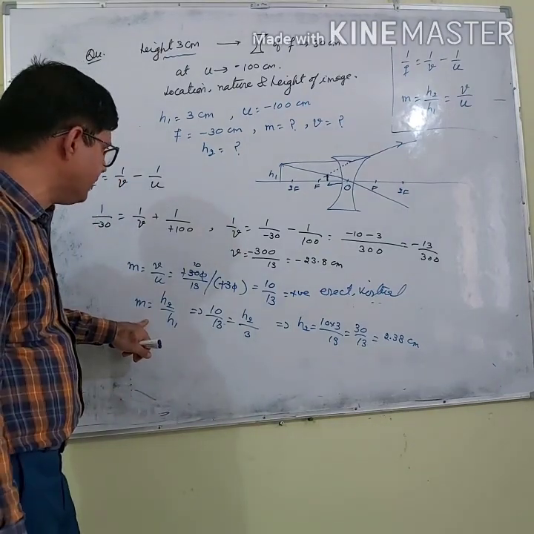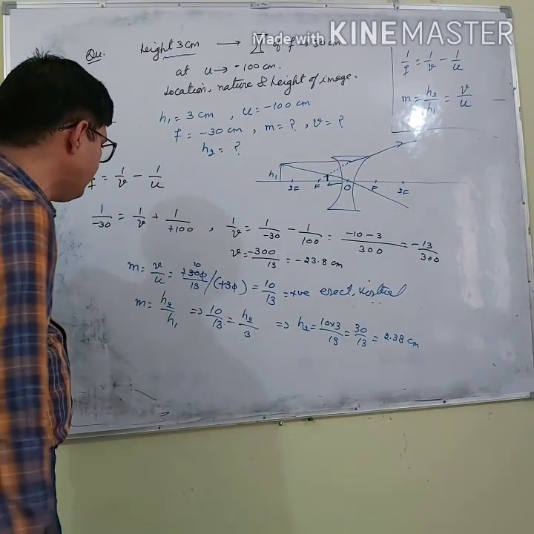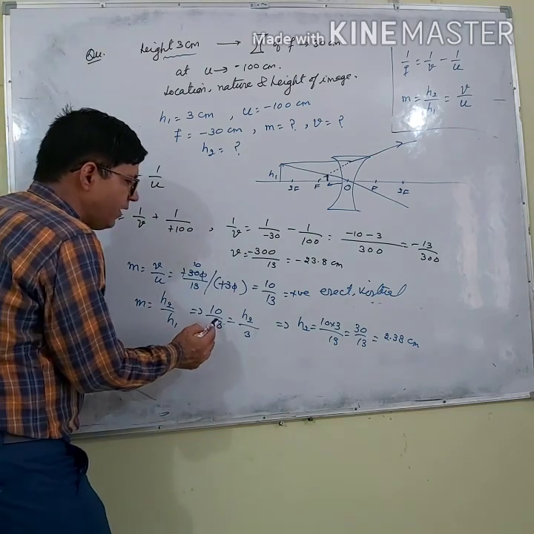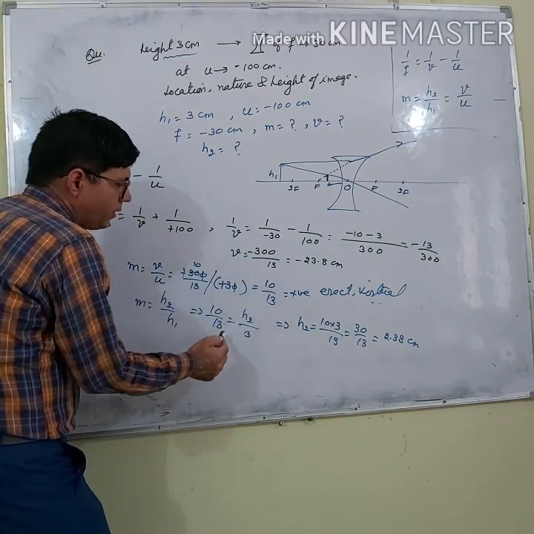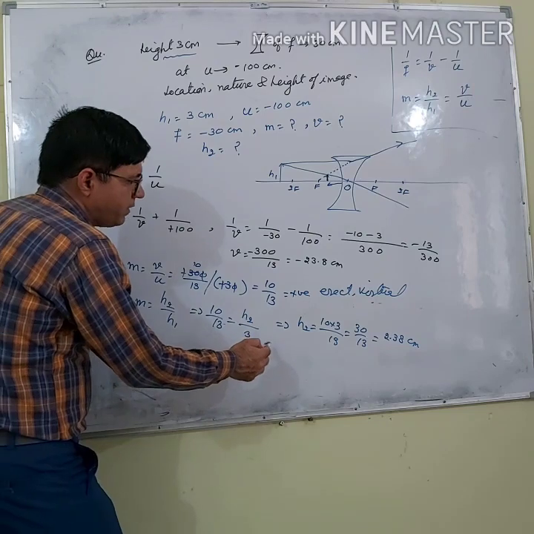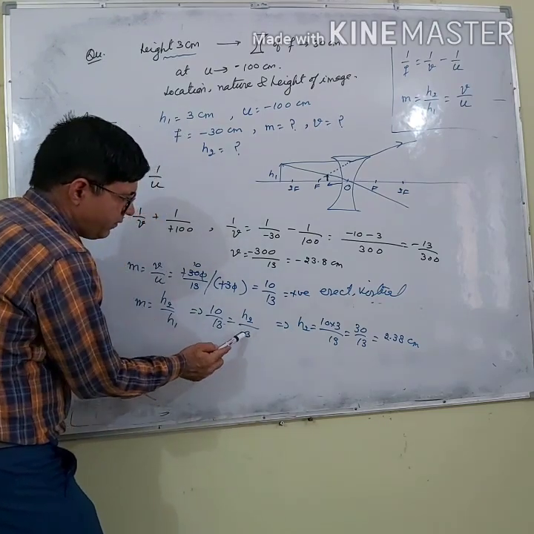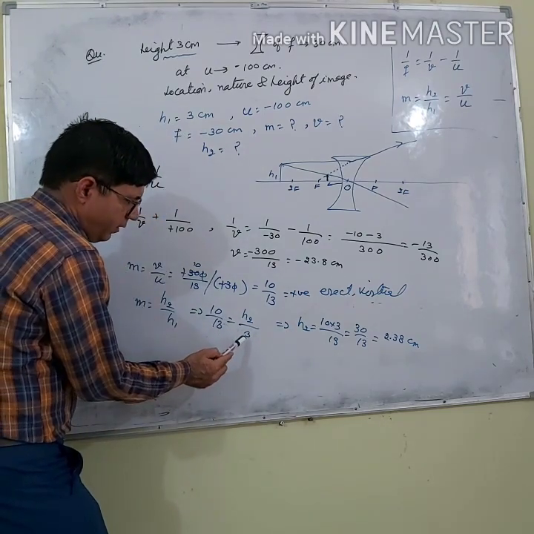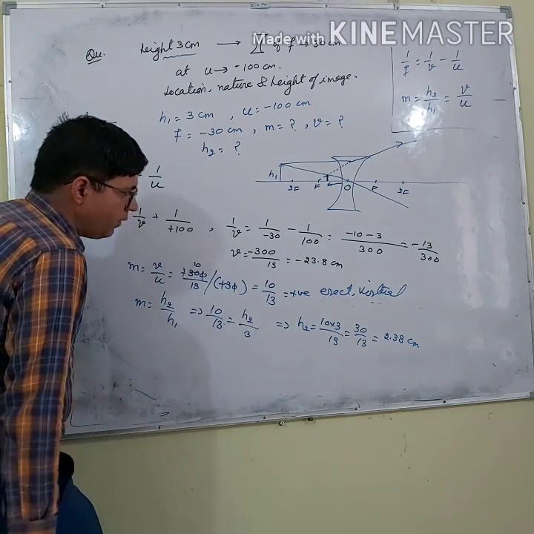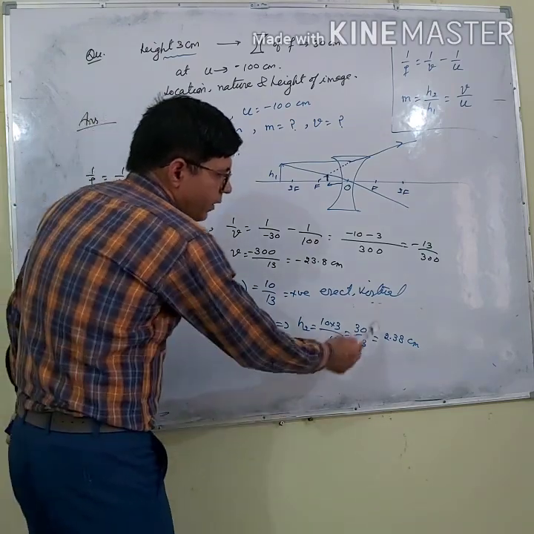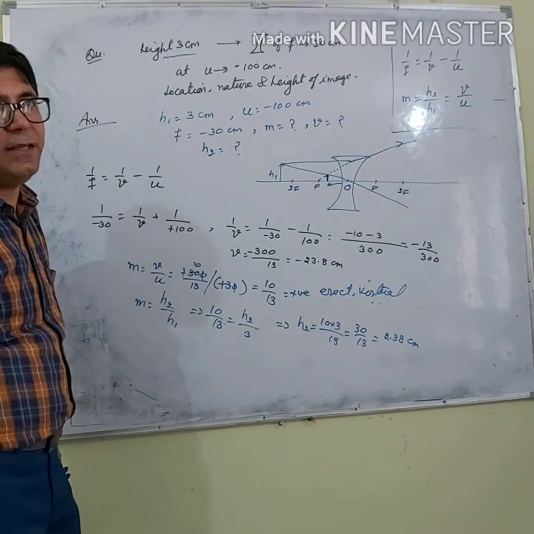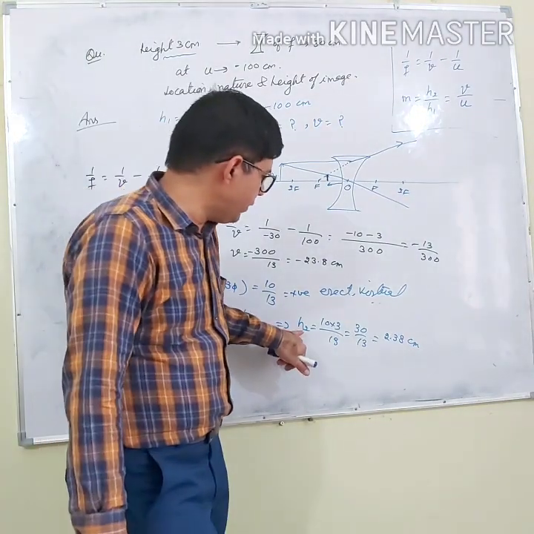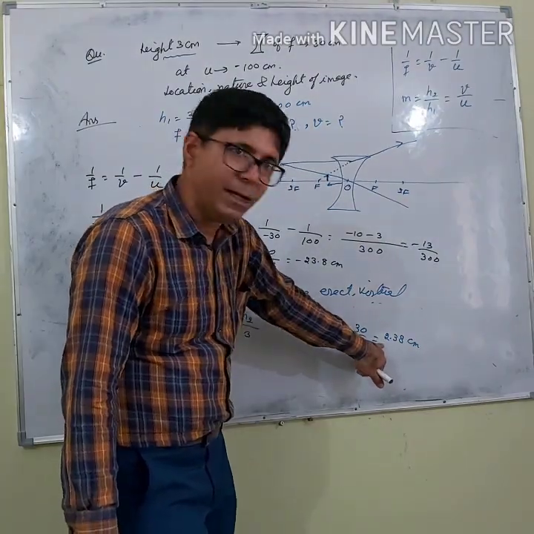Again, magnification equals h2 by h1. So I calculated the magnification as 10 over 13, and it equals h2 by 3. When you solve this, 3 will come on this side. So it is 30 by 13, so it will be 2.38 centimeter. And if you note it down, the sign of h2 is again plus.